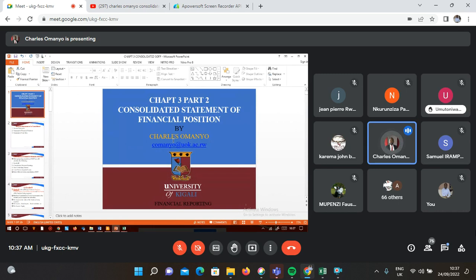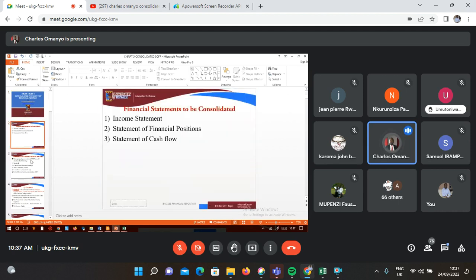This is based on an assumption that everyone knows how to prepare a balance sheet. Remember, a balance sheet has got non-current assets, current assets, equity, non-current liabilities, and current liabilities in that order. Non-current assets, current assets, equity, non-current liabilities, and current liabilities in that order. Slide 2 is just telling us what we are to cover.